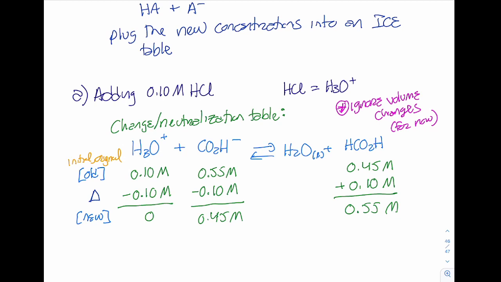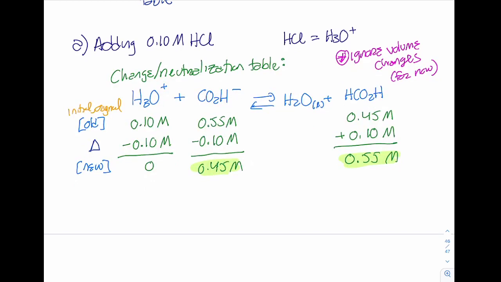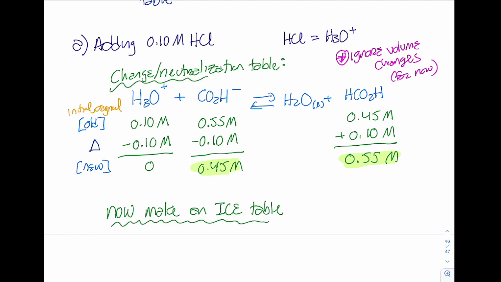We're now going to make an ice table, just like we did in the previous video when we were calculating the pH of our solution, but we're going to use these values to plug into that ice table. Now make an ice table. And again, if you can do this by just setting it equal to Ka, by all means, you can kind of skip the ice table. I'm going to write down all the steps for now, though.